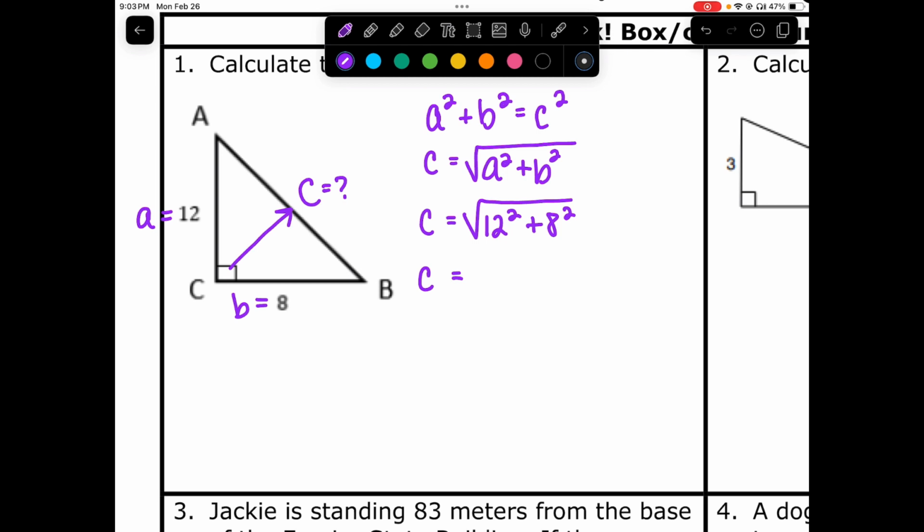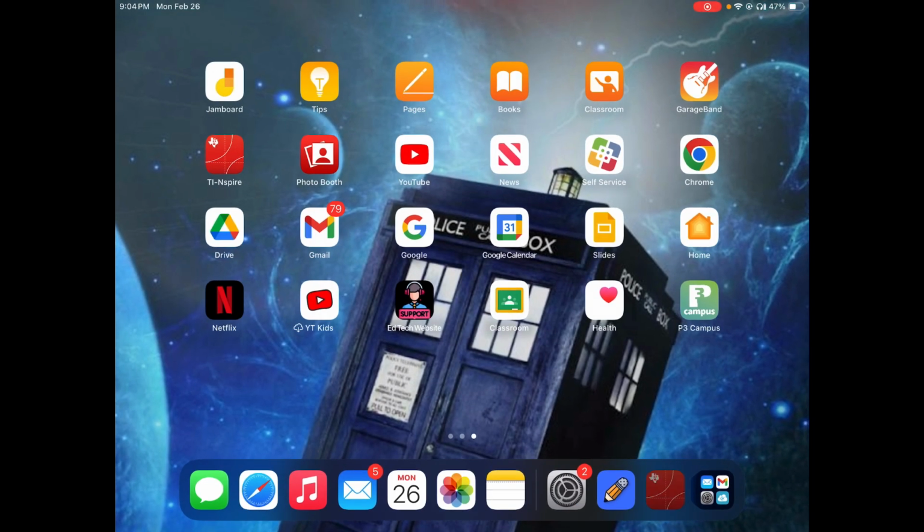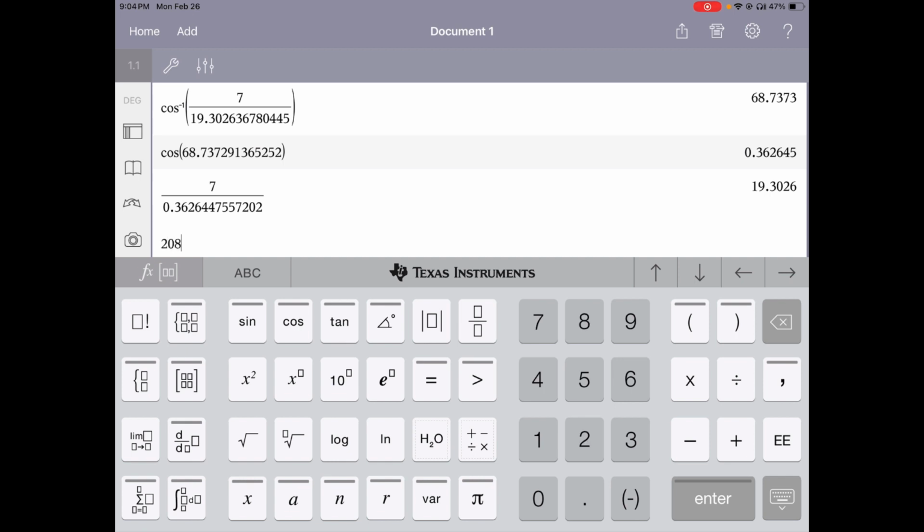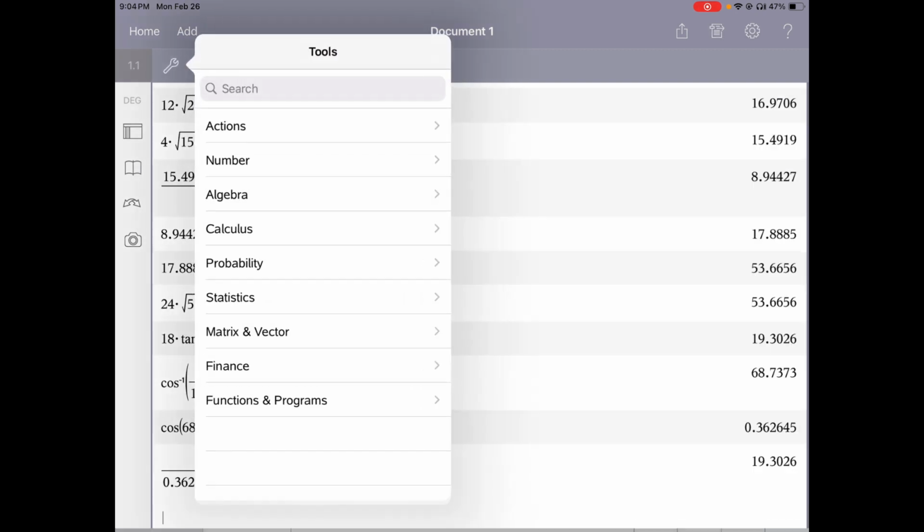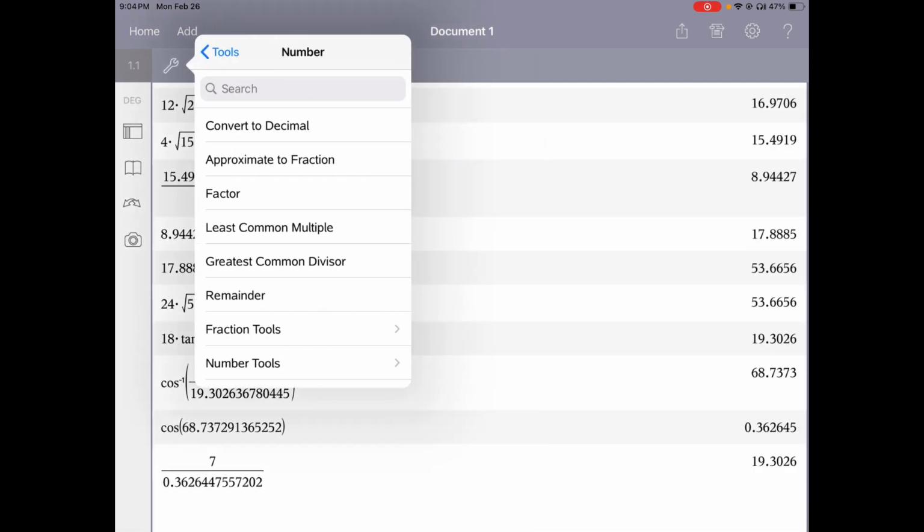All right, so we got 144 plus 64. And if we add those two together, that'll be, I think, 208. And we need to simplify 208. Let me figure out how to simplify that. So I could break it down into its prime factors. I'll just do it that way because I feel like that's the way most people remember how to do this.